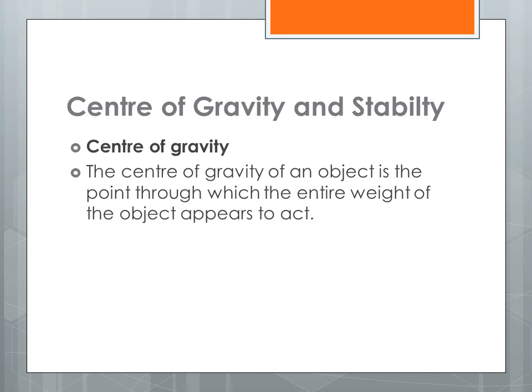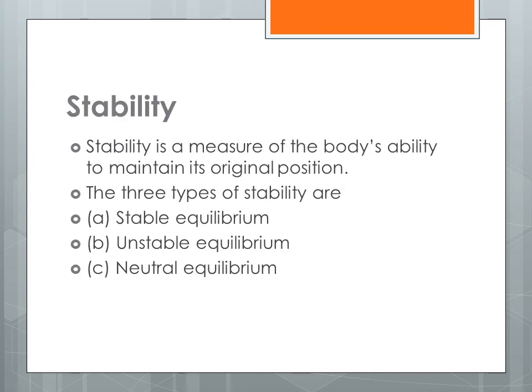Center of gravity and stability. The center of gravity of an object is a point through which the entire weight of the object appears to act. Stability is a measure of the body's ability to maintain its original position. The three types of stability are stable equilibrium, unstable equilibrium, and neutral equilibrium.